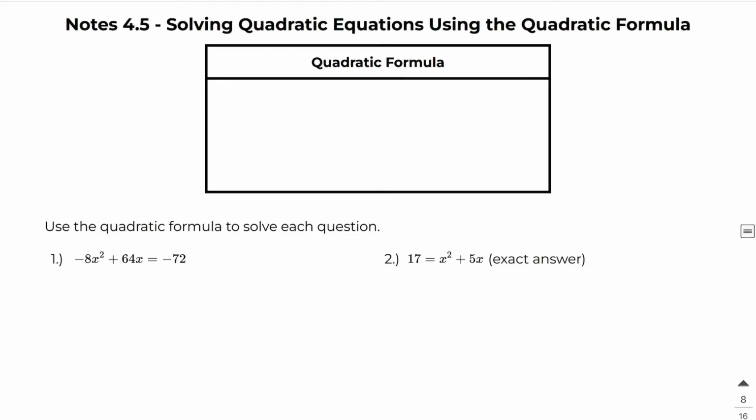Hi people, notes 4.5 are on solving quadratic equations using the quadratic formula. And the quadratic formula is going to look very scary at first, but I promise you it's not as bad as it looks. It looks scarier than it is.